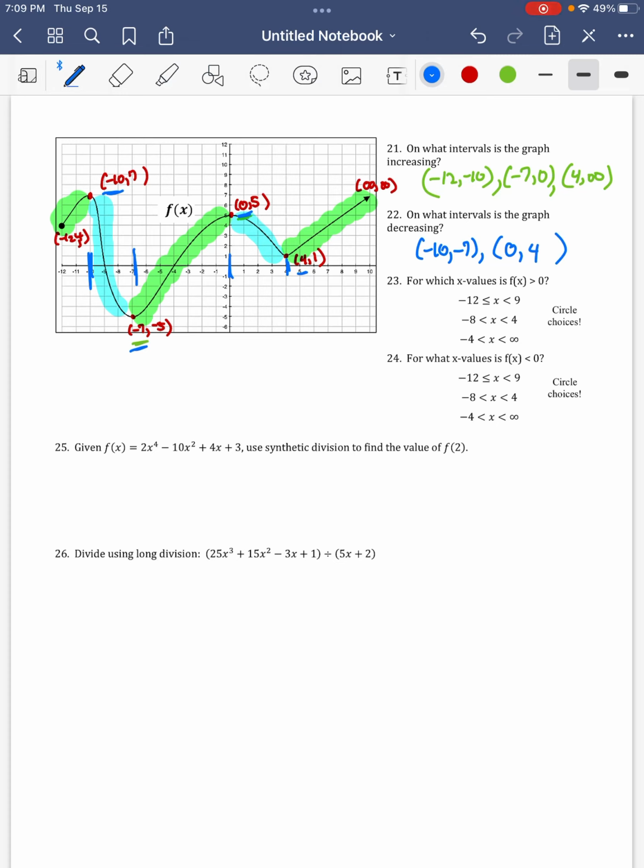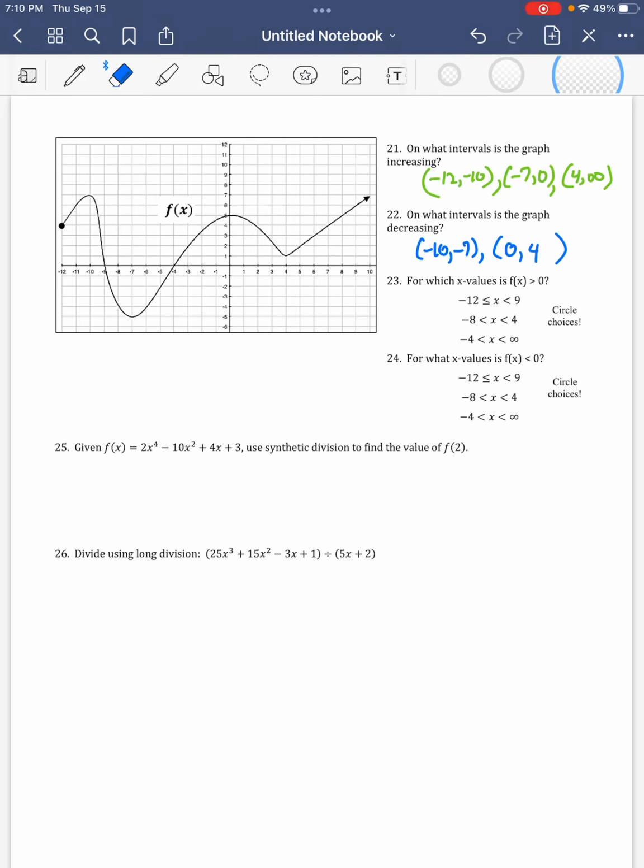Okay, so for 23 and 24, I gave you some little choices here. It says, for which values is the function greater than 0? So that means positive, right? So when is this function positive? So let me erase this up here. So positive means you are above the x-axis. So when you are above the x-axis, that means that you are in this area right there.